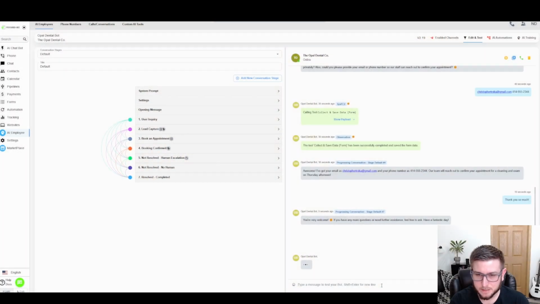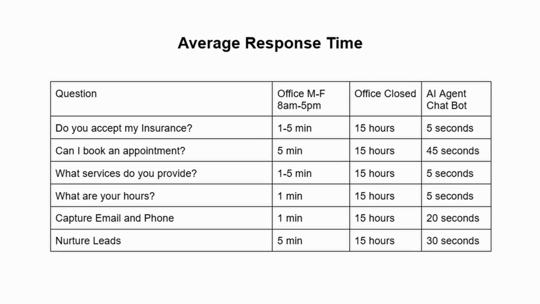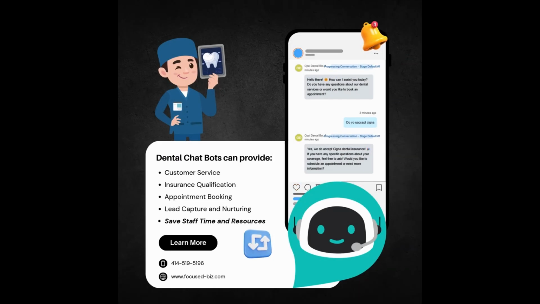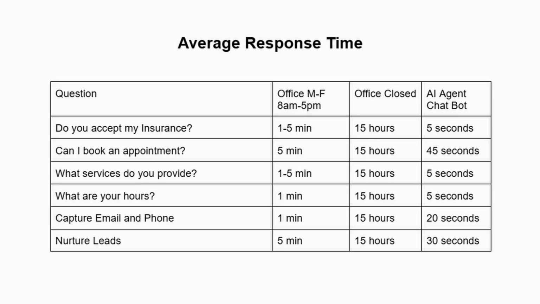That is awesome. I love playing with these bots here, just helping with the customer service. So I did a quick breakdown on what this looks like for average response time. For this example with a dentist, obviously everyone has office hours. We can't always be available, but our AI agents and employees can. So typical questions that a lot of dentists will get, things like, do you accept my insurance? If your office is open, maybe they can answer that question in 1 to 5 minutes. If your office is closed, they're going to wait maybe 15 hours until the next business day in order to reply. For AI agents, they can respond in 5 seconds to that question.